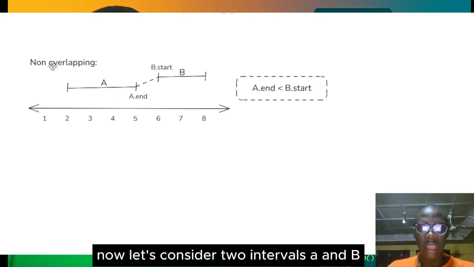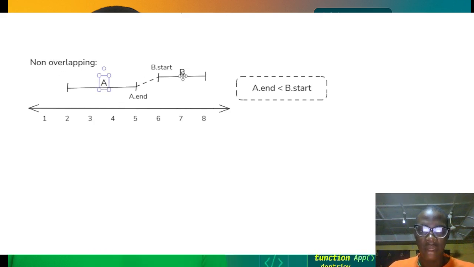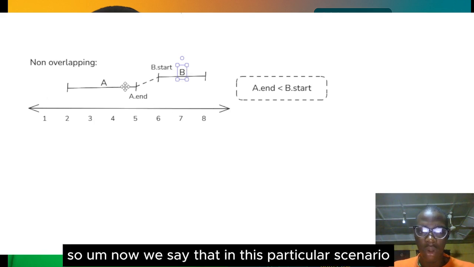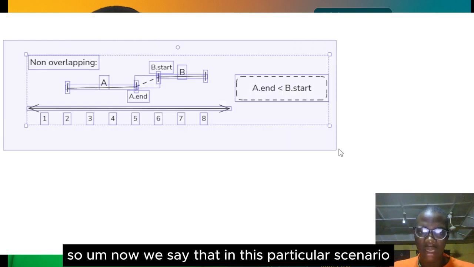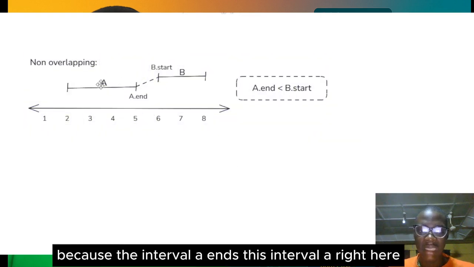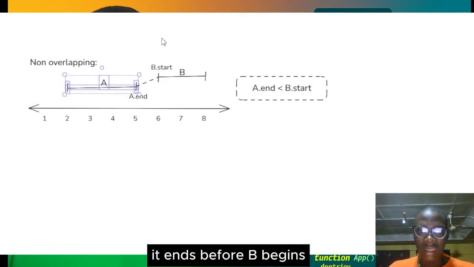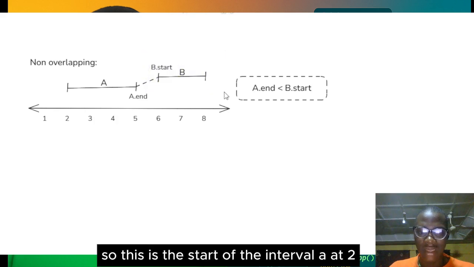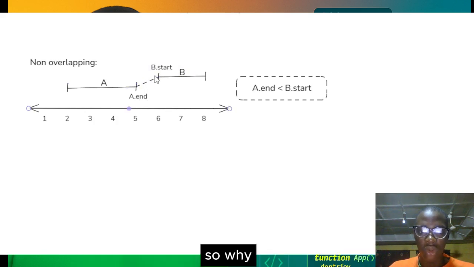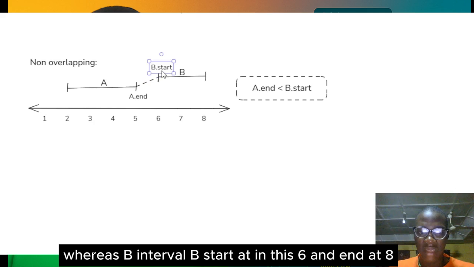Let's consider 2 intervals, interval A and interval B. In this particular scenario, the intervals do not overlap. Why? Because interval A, right here, ends before B begins. This is the start of interval A at 2, and this is the end at 5. Whereas interval B starts at 6 and ends at 8.